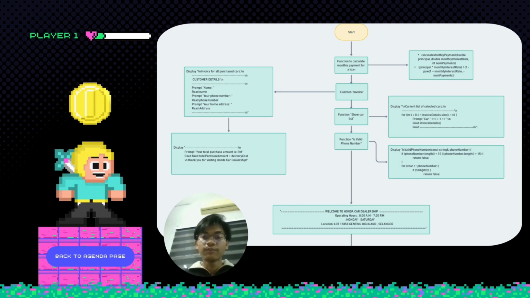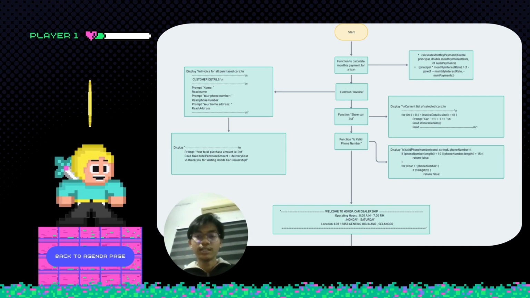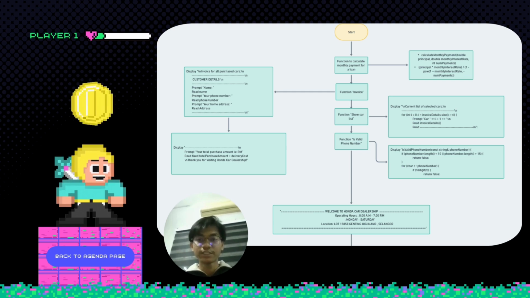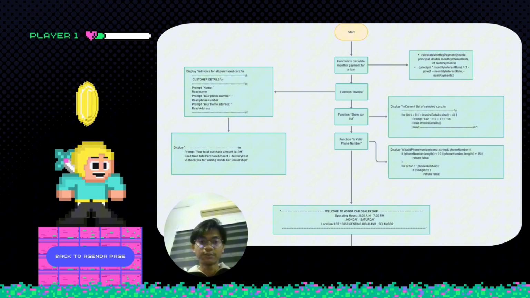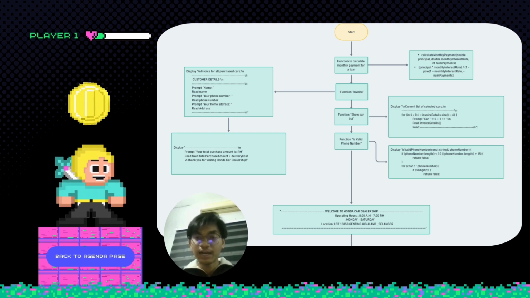Okay, to begin with our flowchart, we have 4 functions. For the first one, we have a function to calculate monthly payment for loan. The second, we have a function for our invoice. And the third one, we have a function to show all the car lists. And lastly, we have a function for phone number.